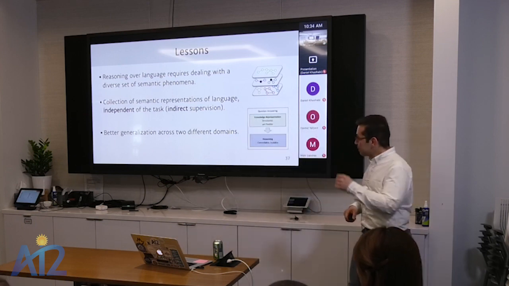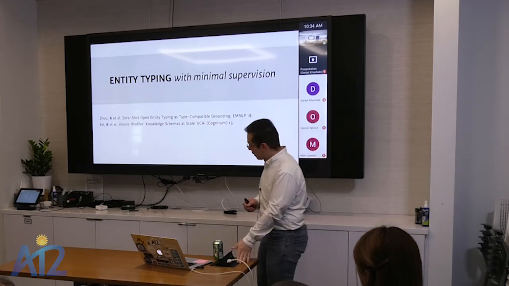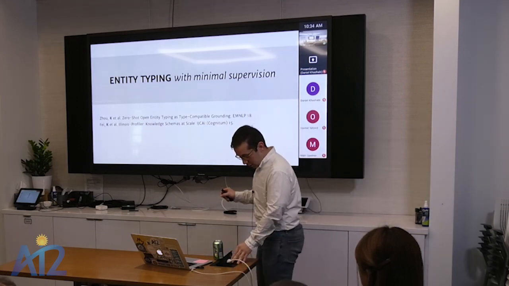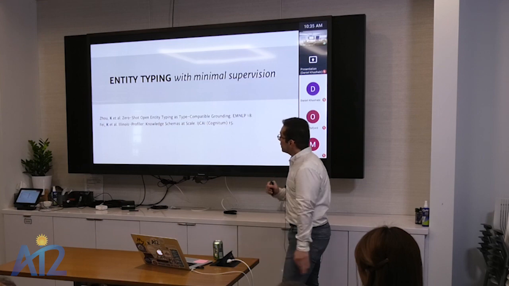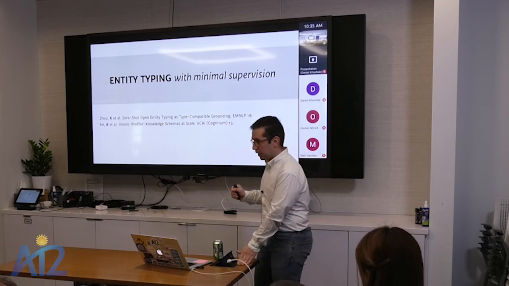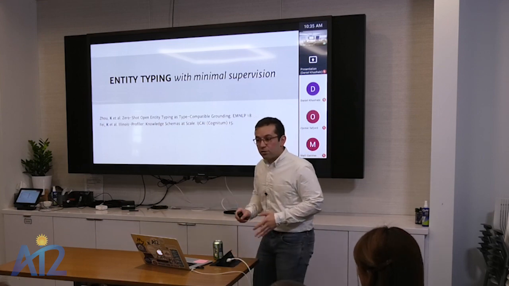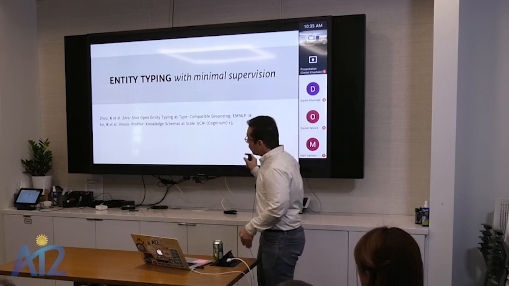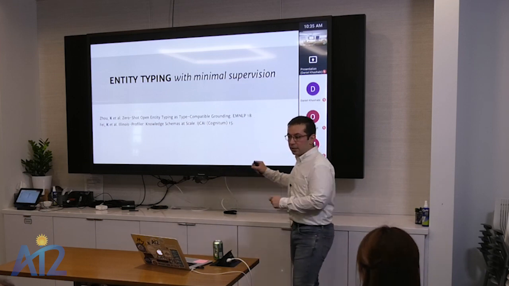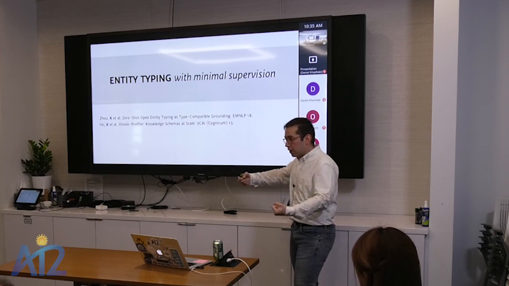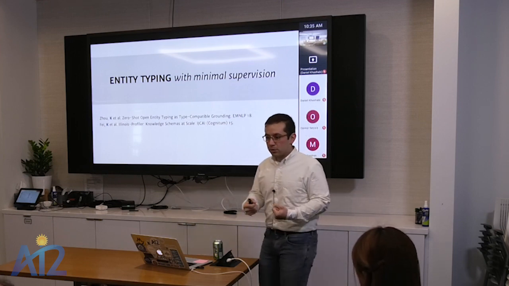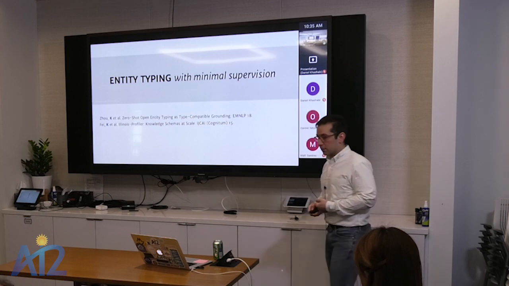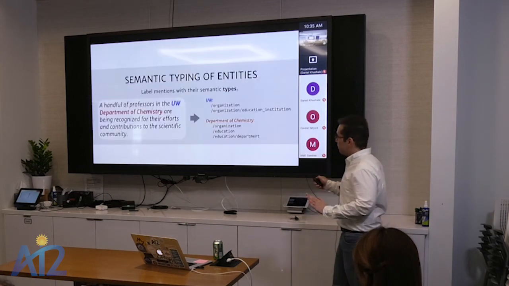Okay, so let's move to the second part of the technical section of the talk, where I'm going to talk about semantic typing of natural language entities. A very different problem from the one I talked about in the first part, but what ties this to the story I'm telling here is the methodology, the way I'm going to try to solve this. Let's start from the beginning.